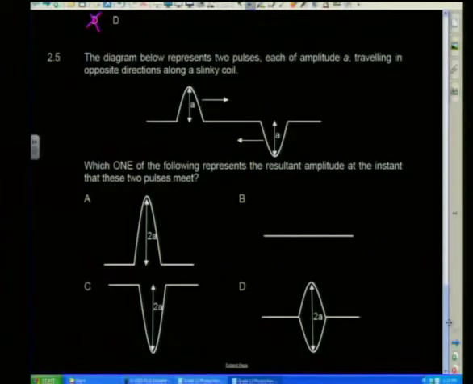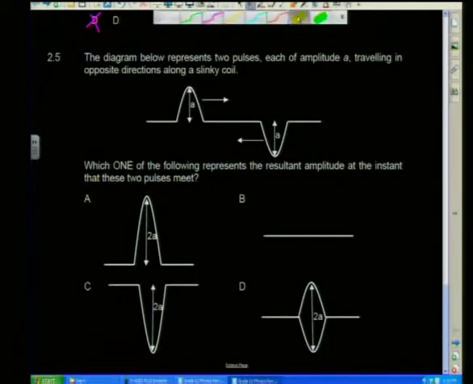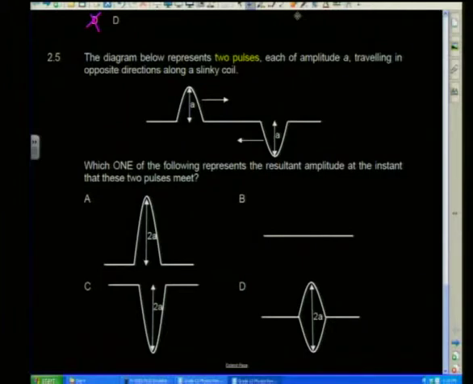The diagram below represents two pulses. So let's take into account the things which we are talking about. Two pulses, each of amplitude A. Now that's pretty important. So that means that they are the same size. They're traveling in opposite directions along a slinky coil. Doesn't matter what they're traveling on, but basically they're coming towards each other. Now I want you to see this. These waves have got exactly the same amplitude. One is above, one is below.